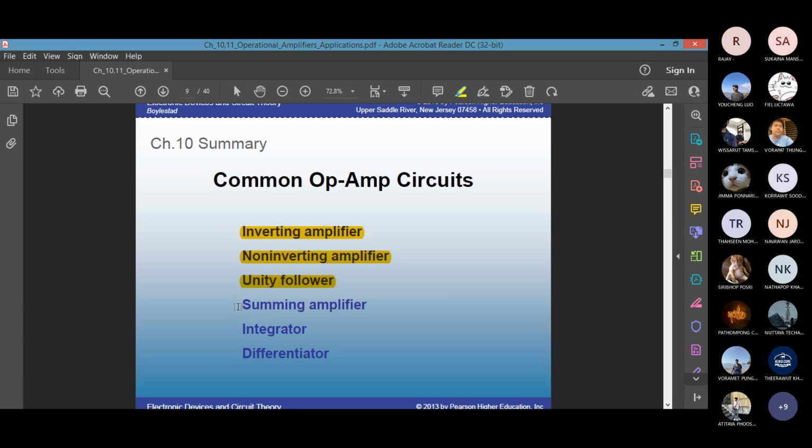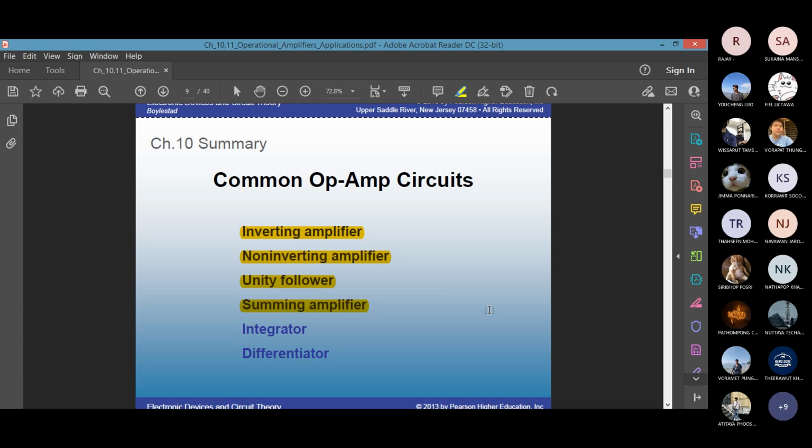After that, we have an amplifier connection known as a summing amplifier. It sums, meaning it adds. You have so many signals on the input side. Maybe you have 3 different input signals coming in. You can add all of these signals and then amplify. We call it a summing amplifier.